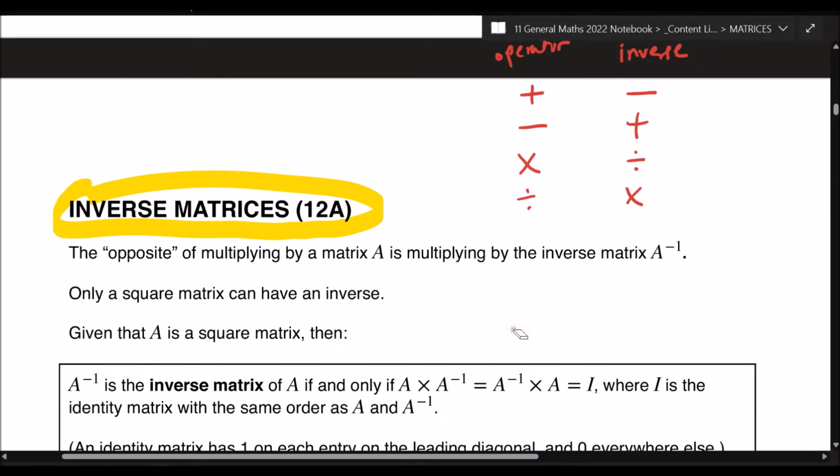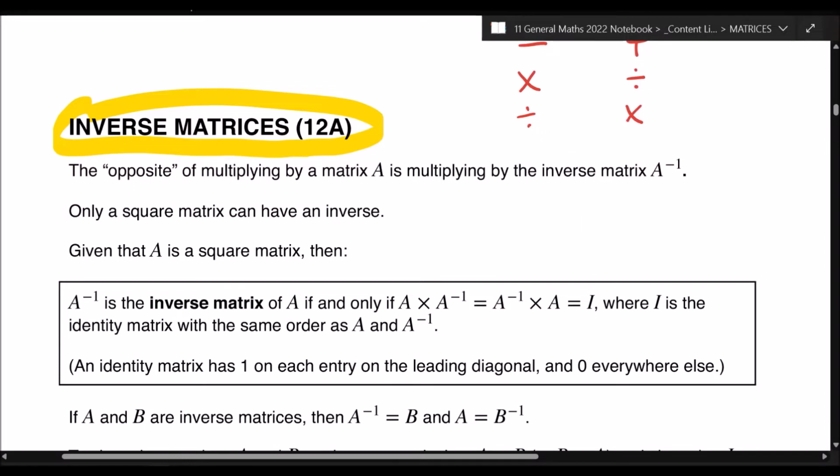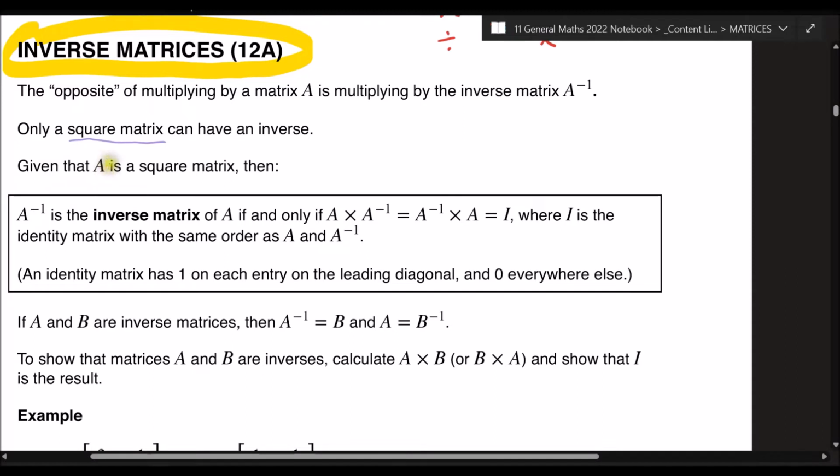Some rules that you need to understand when it comes to matrices and inverses. Only square matrices have an inverse. When we talk about square matrices, that could be a 2 by 2 matrix, a 3 by 3, 4 by 4, 5 by 5, whatever it is. It's basically a matrix that's square, so that means it has the same number of rows and columns. Only those sort of matrices can have an inverse. So for example, let's say that you've got matrix A, a square matrix. Let's go with a 2 by 2. Let's say it's 1, 3, 2, 0.